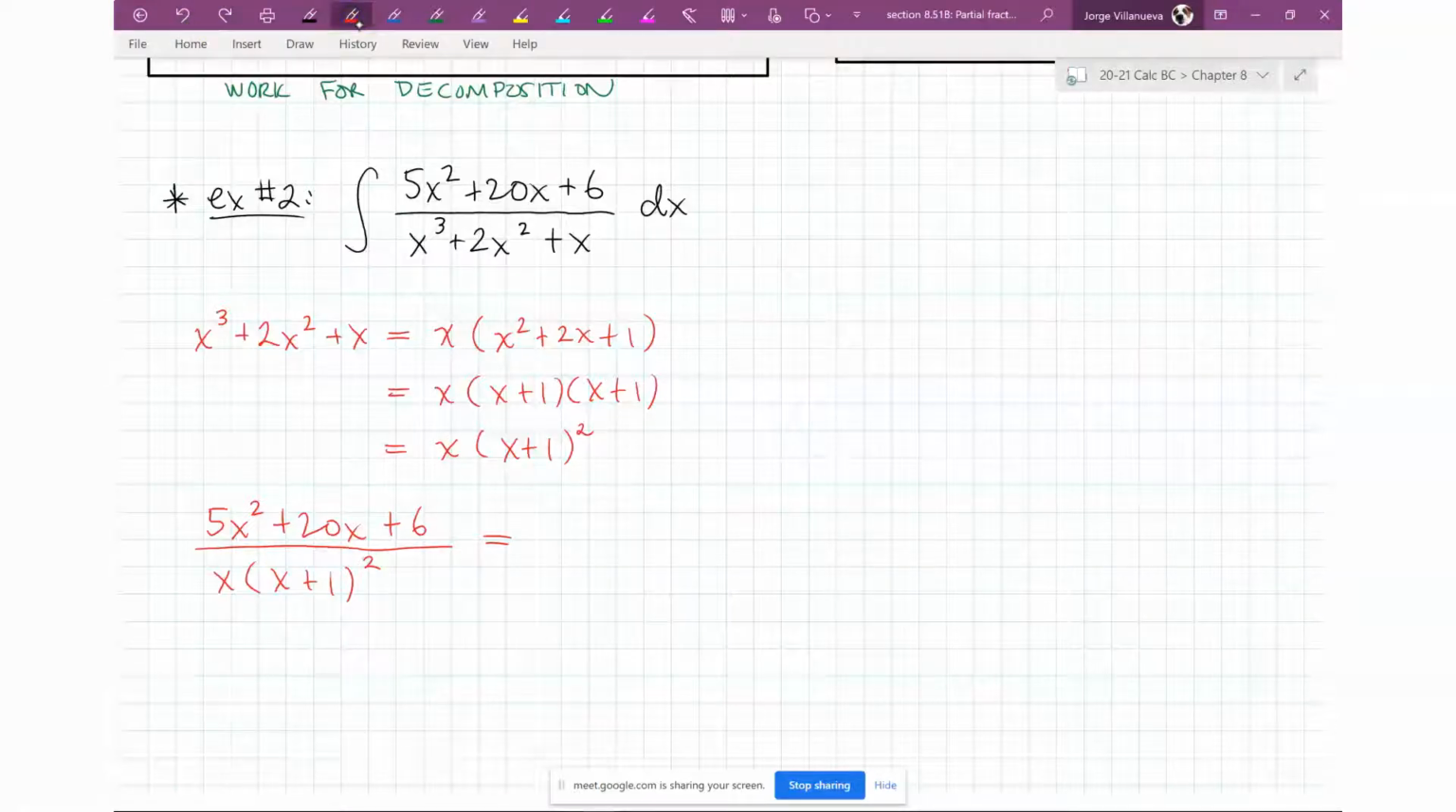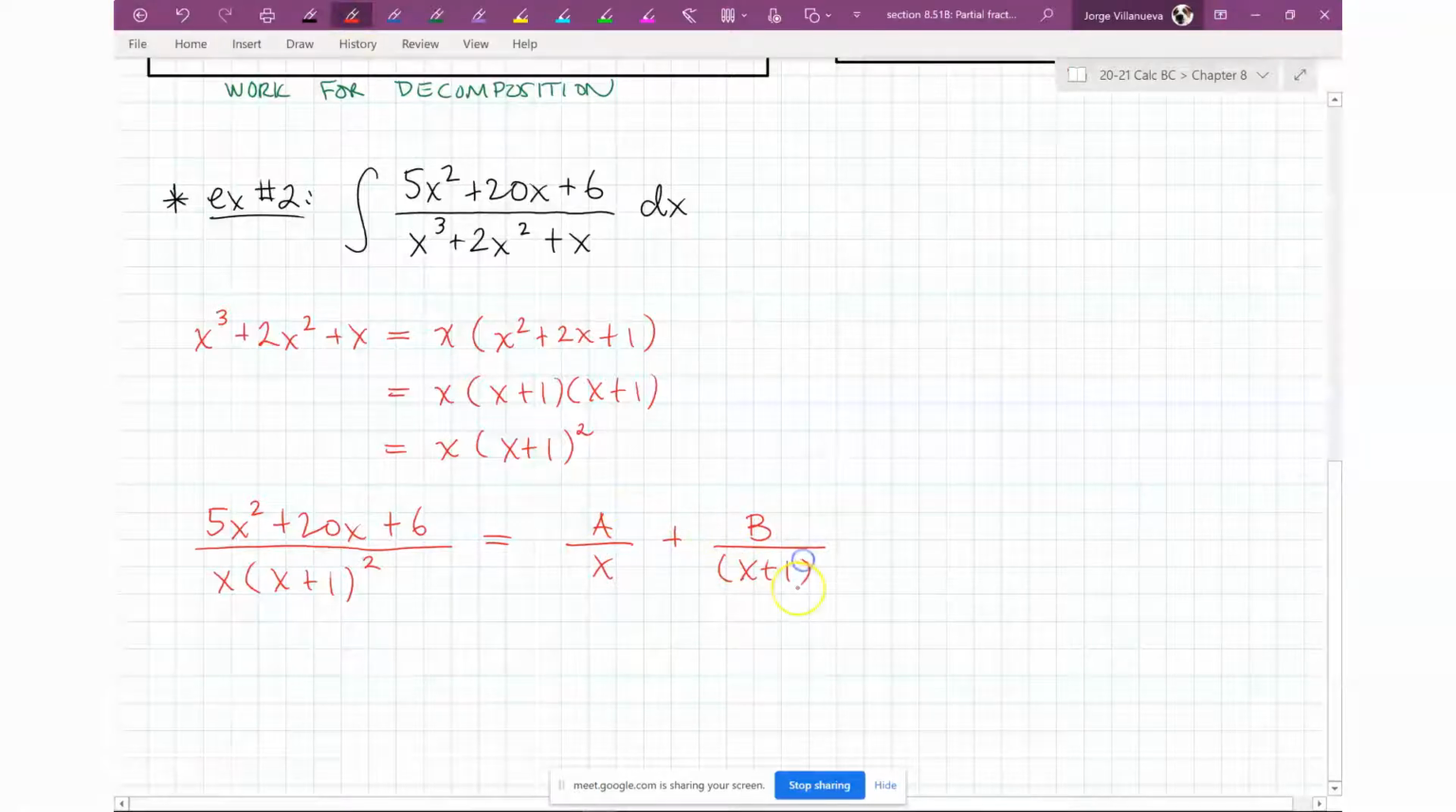So you're going to write it like this: A over x, because that's one of the factors, plus B over x plus 1, because that's the linear part of that composition, and then C over (x plus 1) squared, because that's the quadratic part of that composition.